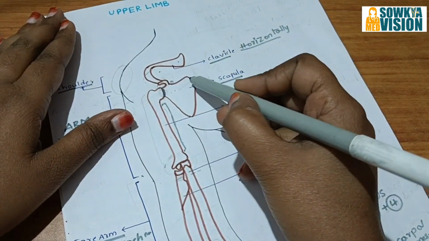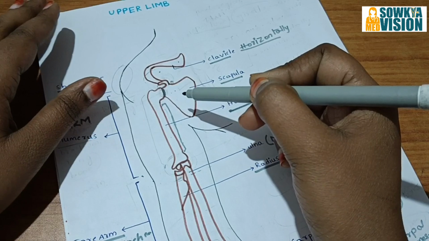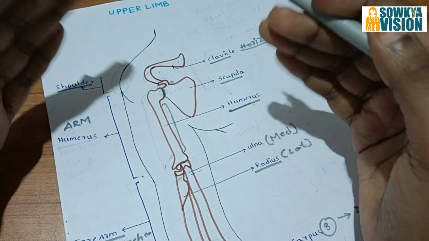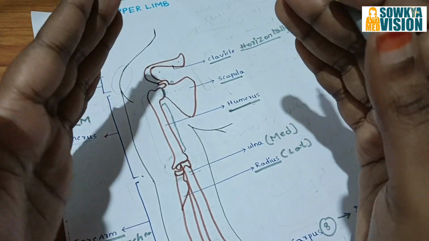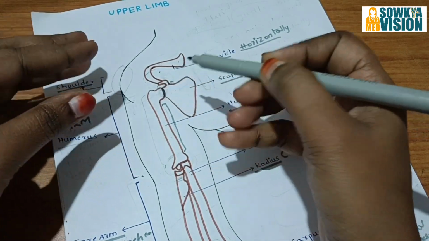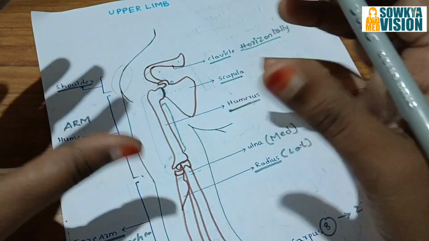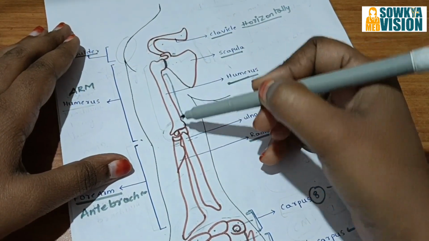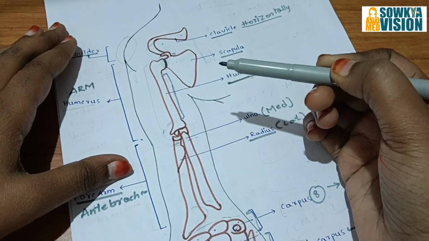And this is the scapula, a flattened bone presented on the posterior aspect of the thorax, and that too laterally. It is not present centrally, but laterally, on the posterior aspect of the thorax. It contains the glenoid cavity which articulates with the head of the humerus, forming the shoulder joint. And this is the long shaft of the humerus. The lower end of the humerus and the upper ends of the radius and ulna form the elbow joint.